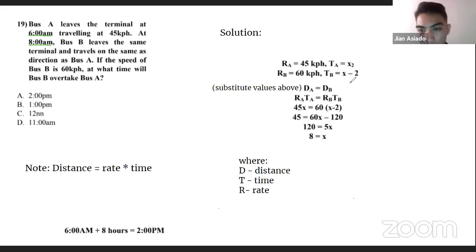So ayan, that's why x minus 2, no? Ibig sabihin na late siya. So kung kunyari earlier siya ng 4 AM kunyari si bus B, let's say 4 to, so this becomes x plus 2. Ayun.